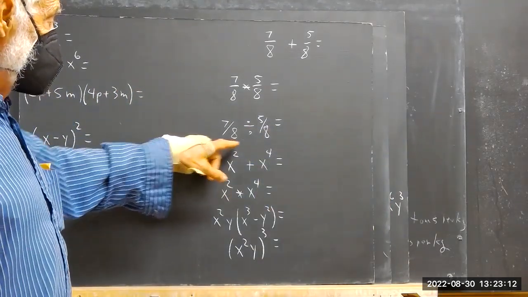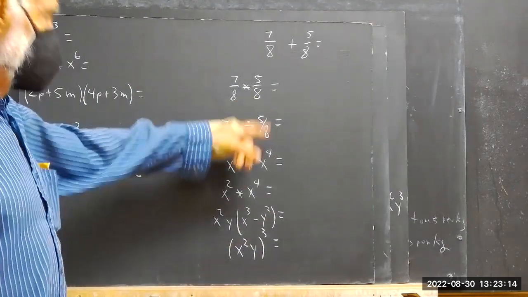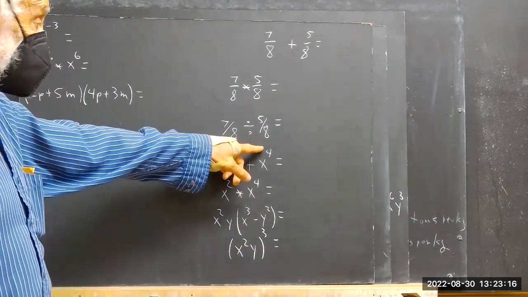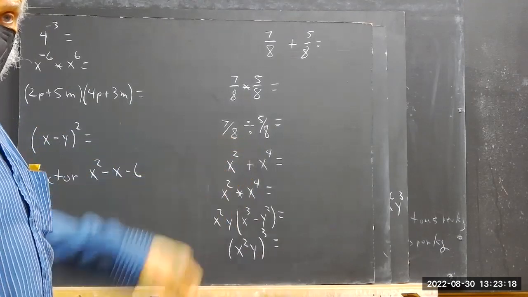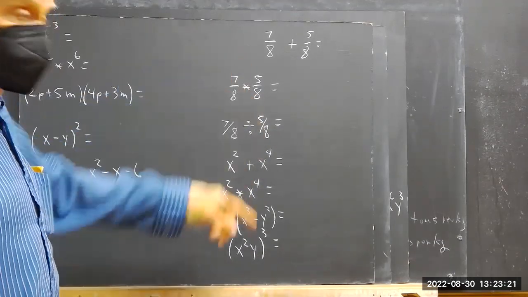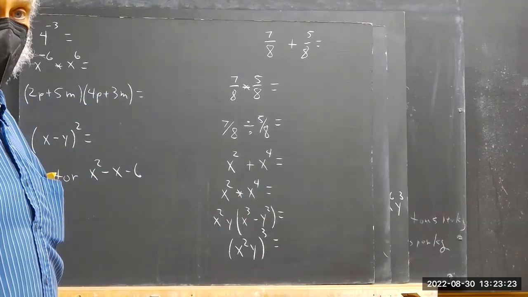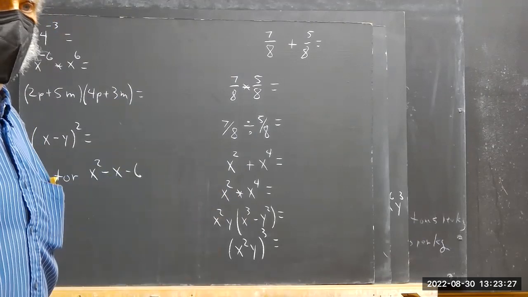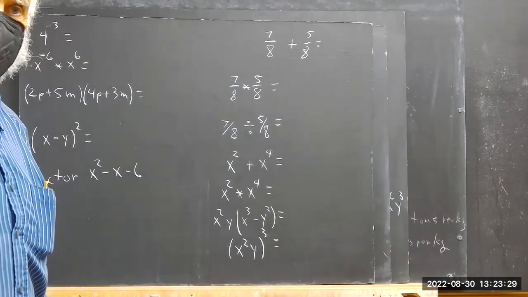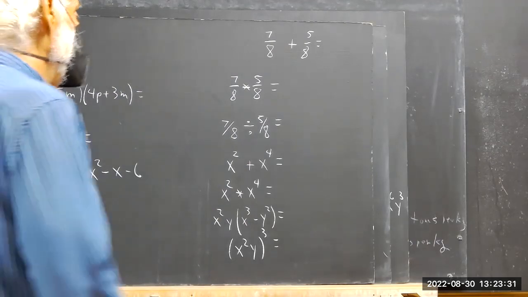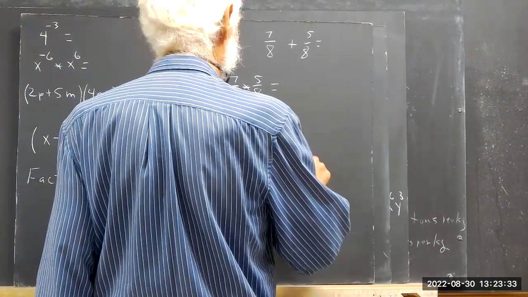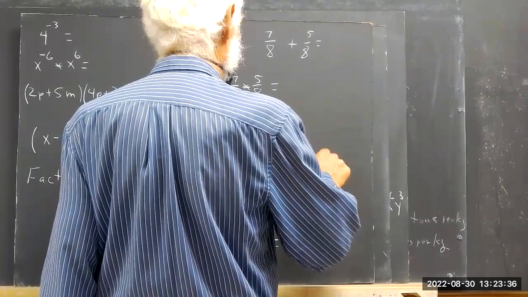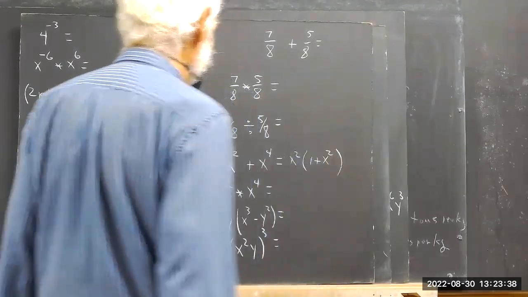Okay. 7/8 divided by 5/8, you invert the divisor and multiply. So 7/8 times 8/5. Okay. Turns out it gives you 7/5. Okay. x squared plus x to the 4th equals x squared plus x to the 4th, unless you factor it. The only thing you can really do with this is say that's x squared times 1 plus x squared.